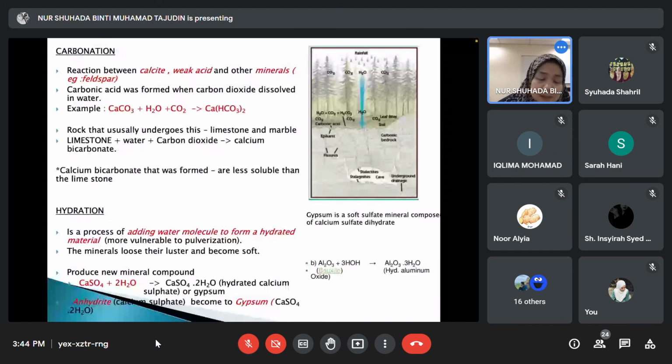The first mineral compound we call anhydrite, or calcium sulfate. But when water is added, adding water molecules, it becomes another mineral, which is hydrated calcium sulfate. The same applies to bauxite soil. Bauxite soil is Al2O3 plus water molecules, and they become hydrated aluminium. So this is how it changes.